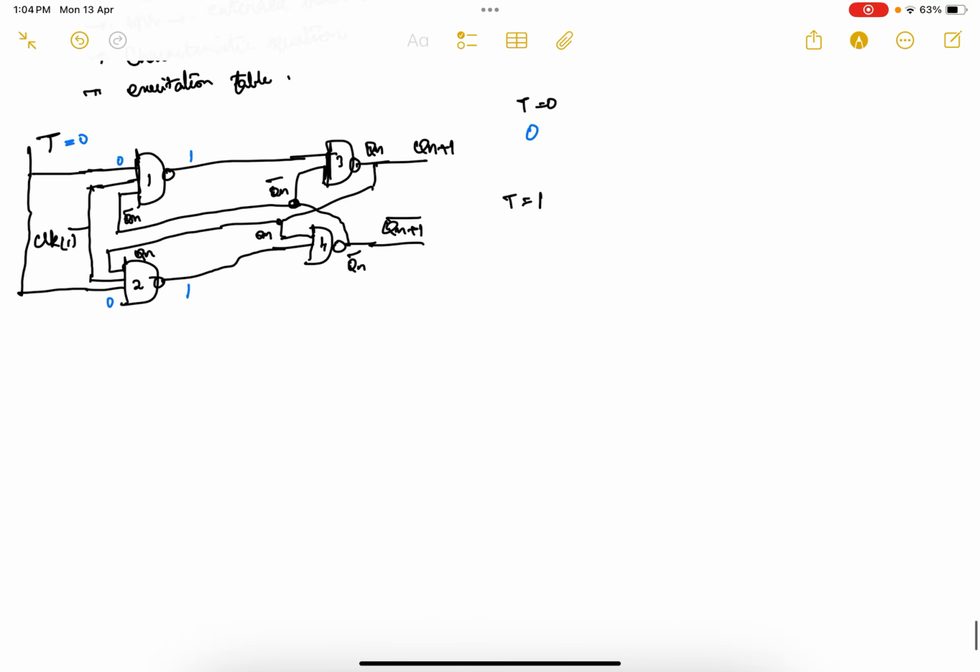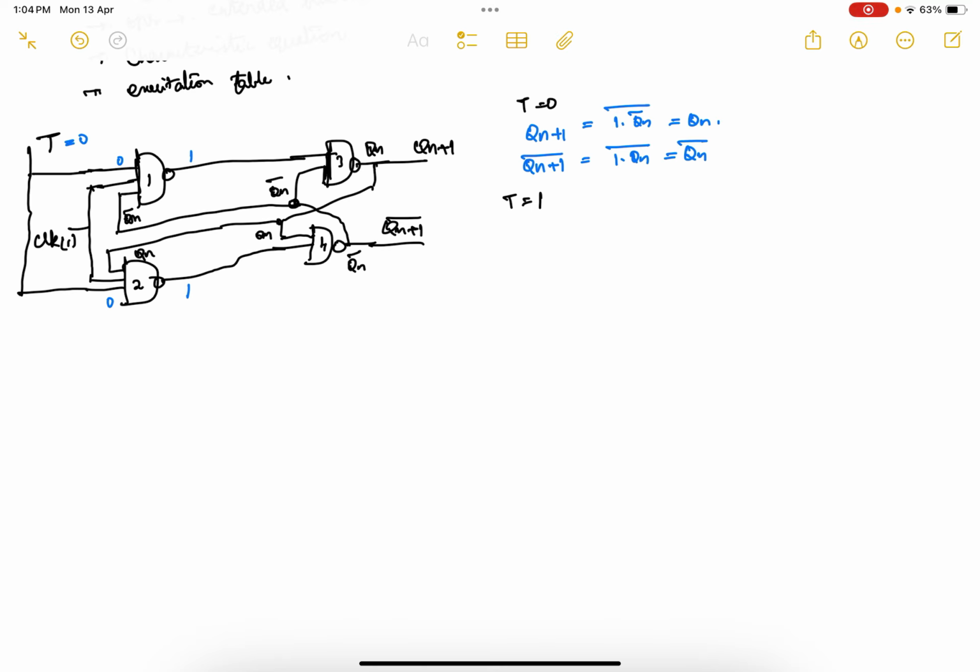So now when you check for your Qn plus 1, your Qn plus 1 is 1 into Qn bar, the whole bar, which is Qn. And similarly on the bottom side also I am getting Qn plus 1 the whole bar, which is 1 into Qn bar the whole bar, which is Qn bar the whole bar.